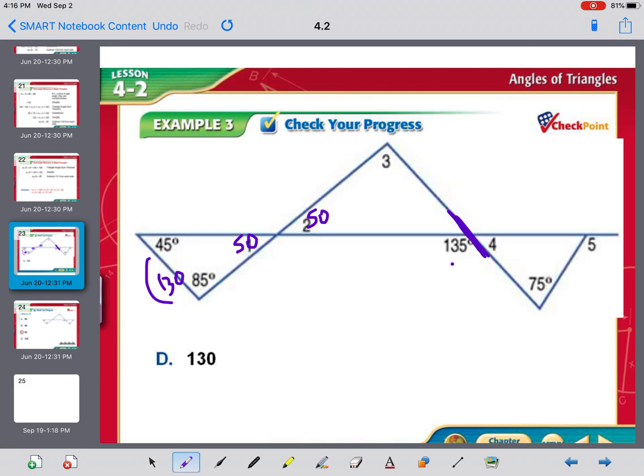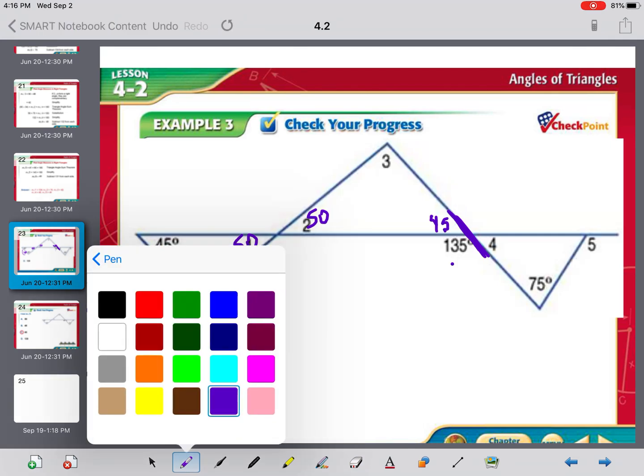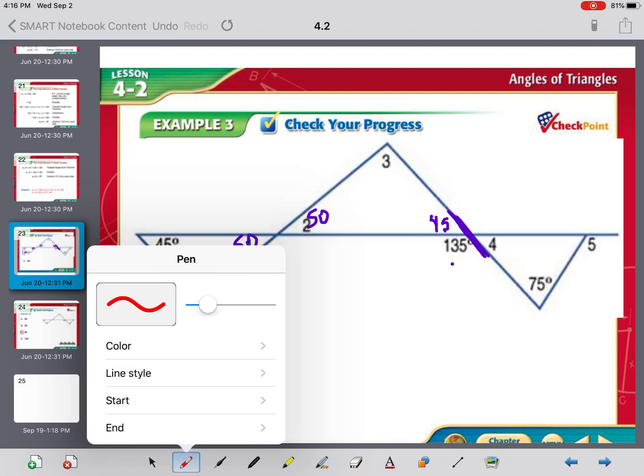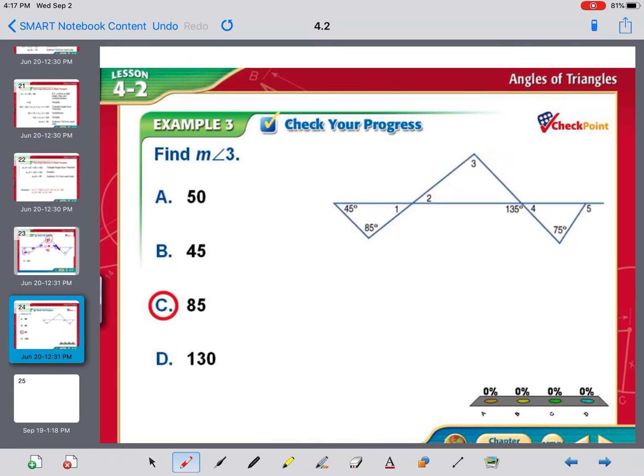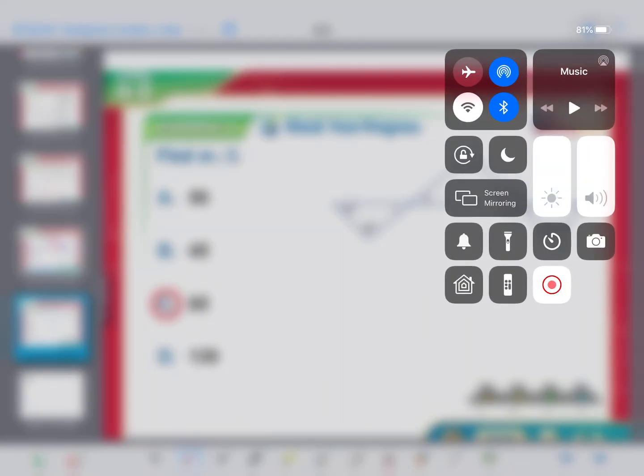Since these are a linear pair, they got to add up to 180, and this one outside is 135, then that leaves this inside to be 45. Then, because these two here together are 95, this one up here is 85. And that was the question, what was the measure of angle 3? 85. That's what we said, right? Yep, 85.